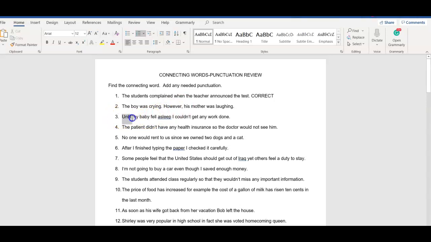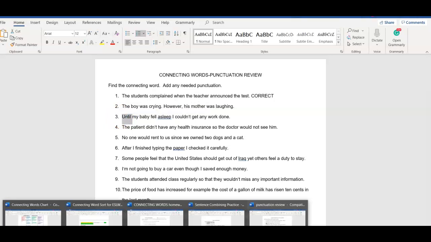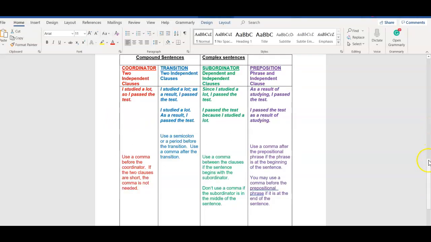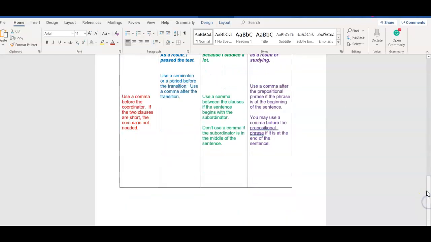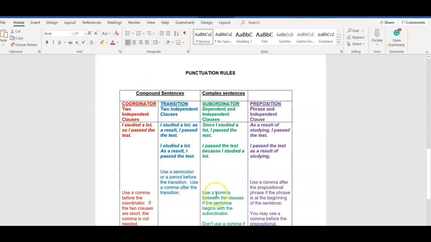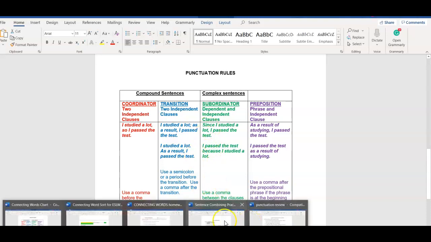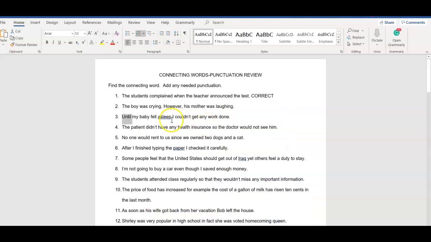Okay, until my baby fell asleep, I couldn't get any work done. So I think this is until. Pop back on over here. Find the word until. Here it is in green. So what's the rule for green, subordinator, in the beginning of a sentence? Use a comma between the clauses, in the middle of the sentence. So I would say, until my baby fell asleep, comma, I couldn't get any work done.